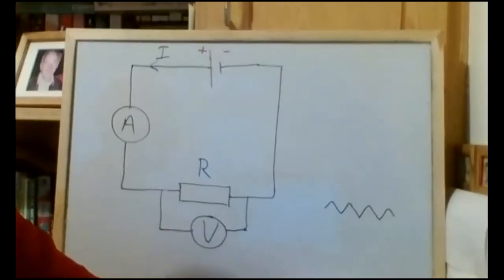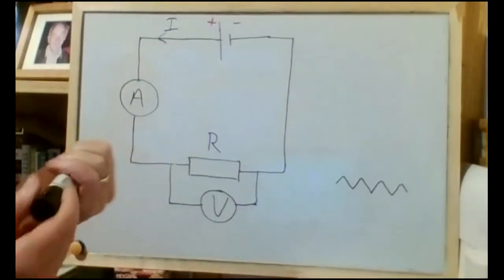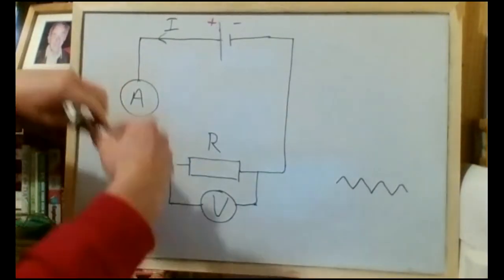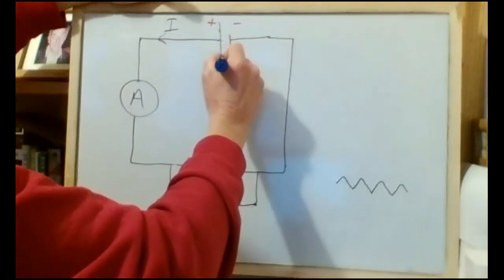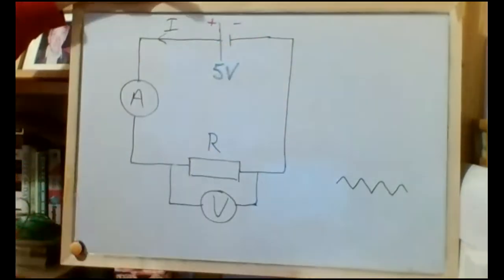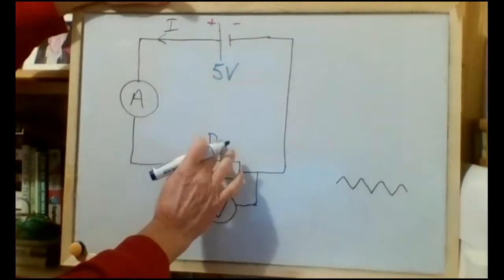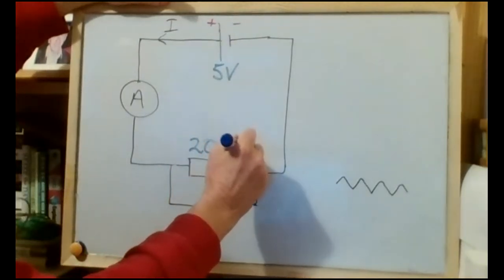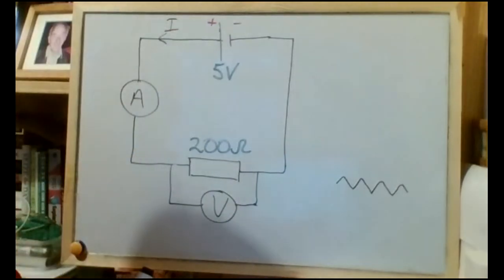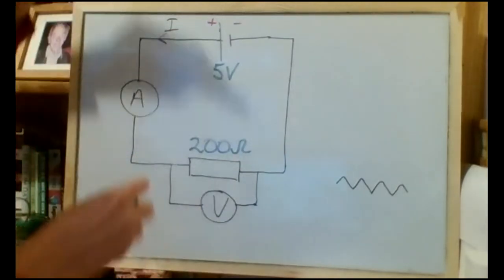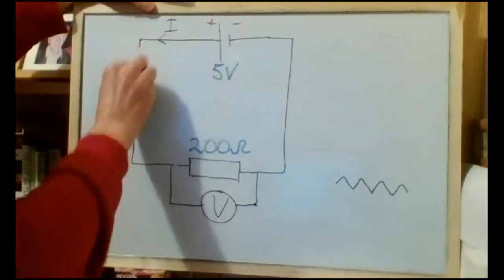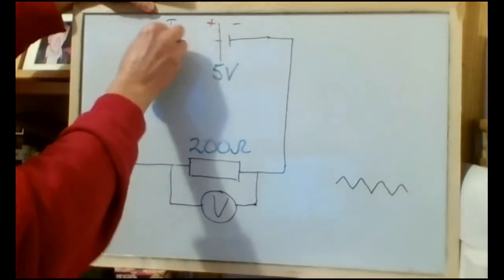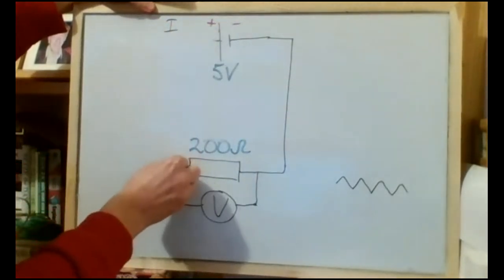We'll go back to this diagram. We'll pick some values then. So we're told in the question, this is a 5-volt battery. And we're also told that the resistance here is 200 ohms. All right. Now, I'm going to make some changes. I'm going to get rid of the ammeter for a second. Okay. And I'm going to redraw this now.